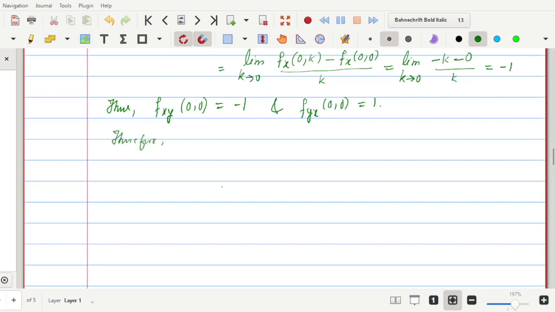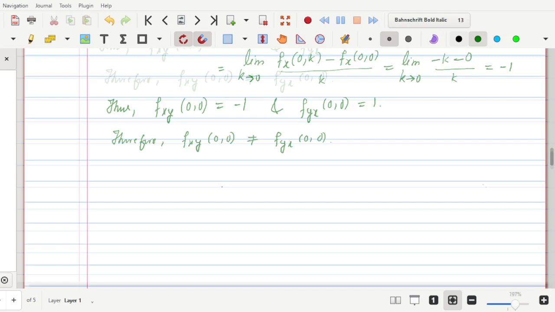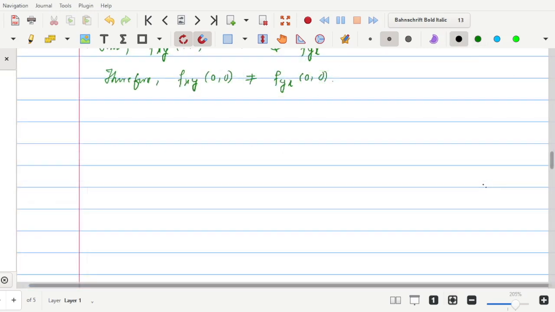Therefore, f_xy at (0,0) is not equal to f_yx at (0,0). So we have a case where these partial derivatives are not equal. Now we take a theorem called the Clairaut theorem, which teaches us under what conditions we have f_xy equal to f_yx at a point.